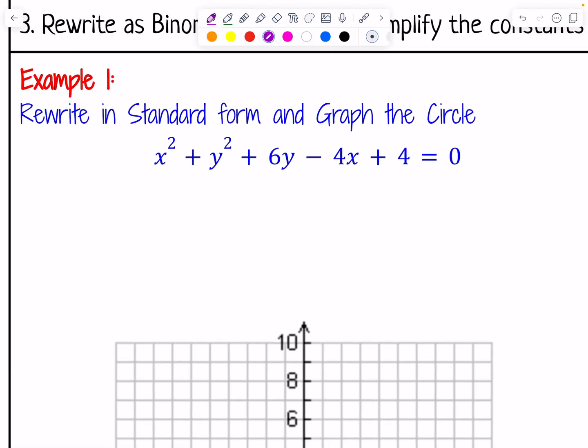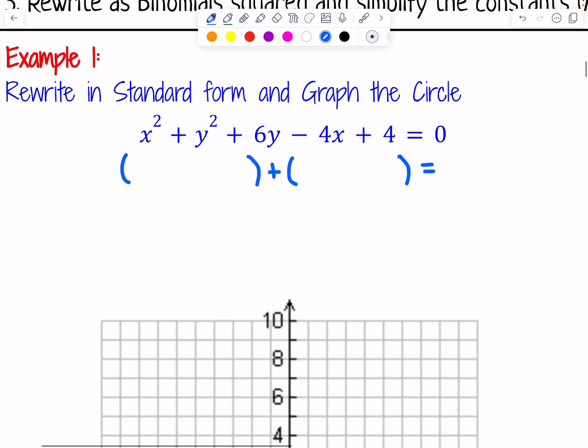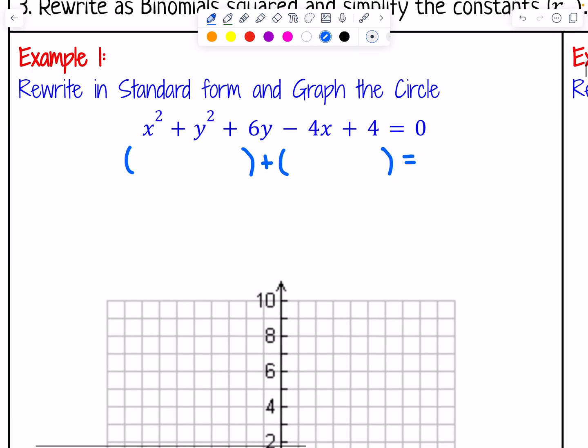Let me grab my pen. So we have x squared plus y squared plus 6y minus 4x plus 4 equals 0. So I'm going to group the x terms together, put a plus sign in the middle. I'm going to group the y terms together, and I'm going to move the constants over there to the right. So the x terms are x squared minus 4x, because those contain x. And then leave a space to complete the square. Then the y terms in this case are y squared plus 6y, and then leave room to complete the square.